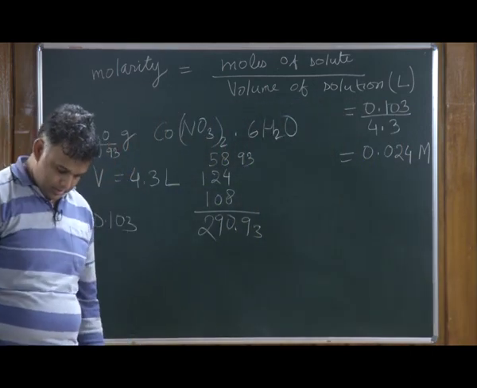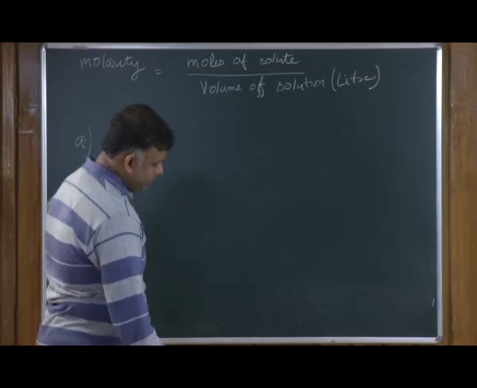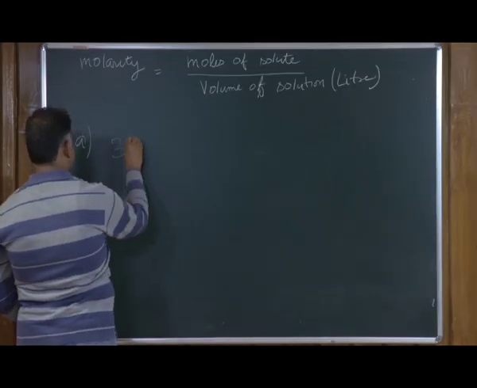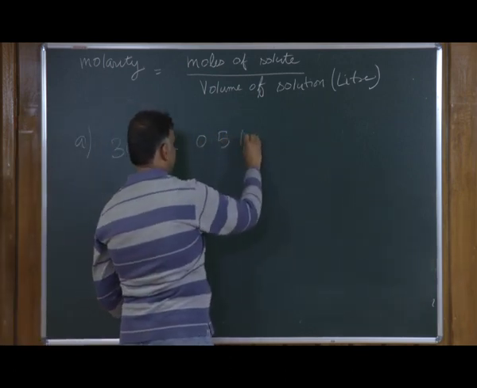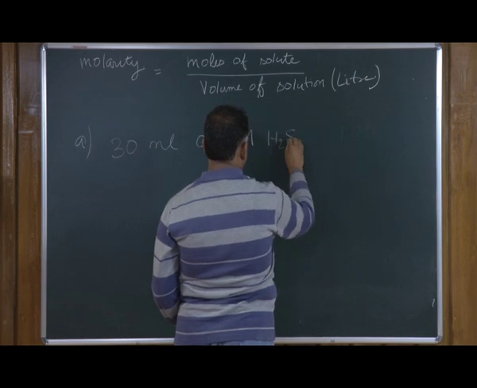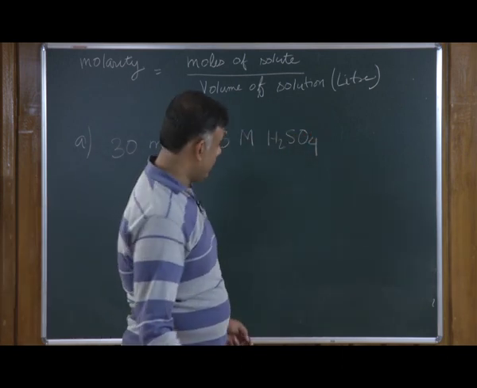Okay, let us discuss another problem. 30 milliliter of 0.5 molar H2SO4 is diluted to 500 milliliter.